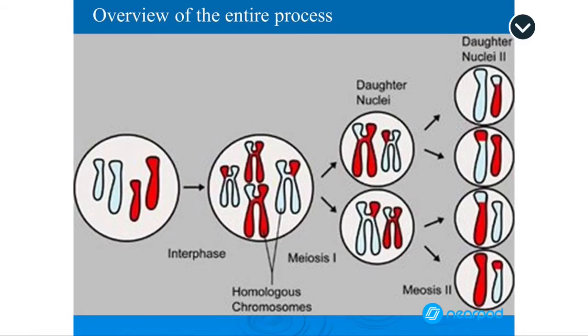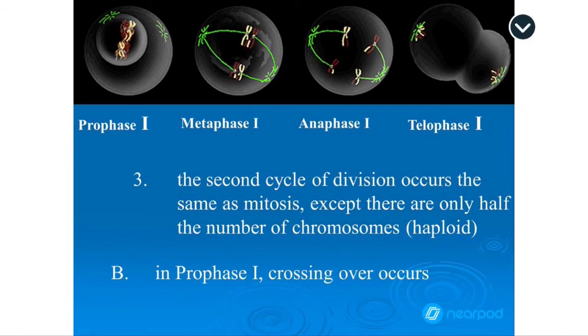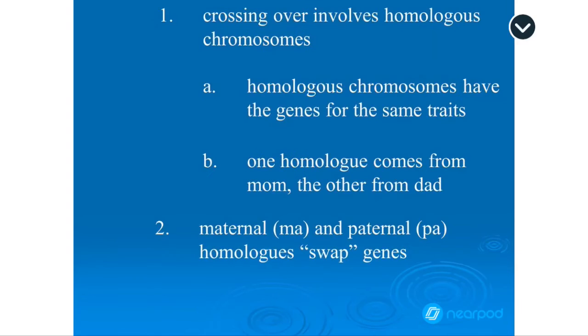And so we go from the normal diploid number of chromosomes down to a single set, haploid. So the second cycle of division is exactly the same as mitosis, except there's only one set of chromosomes, haploid. Haplos means single in Greek. So the second major difference is that chromosomes swap parts, crossing over.